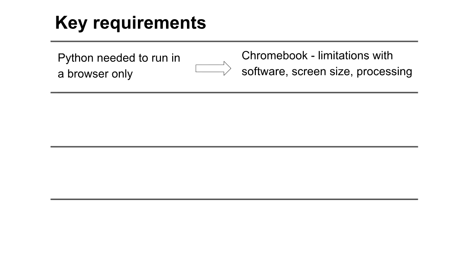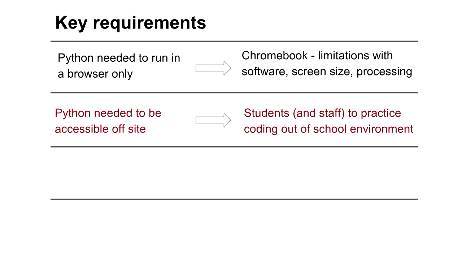These are our requirements, just the main ones. Had to work in a browser. Chromebooks just don't allow you to install anything. And I think now Google are stopping that anyway. They're not letting you install apps, or they're getting rid of apps, and there's some other way of running it, I don't know. So we had limitations of the software, the screen size, processing power. It also needed to be available off-site. There's no point creating a situation where the only time kids can do some coding is at school. So again, they needed to do it off-site and be able to do their work.